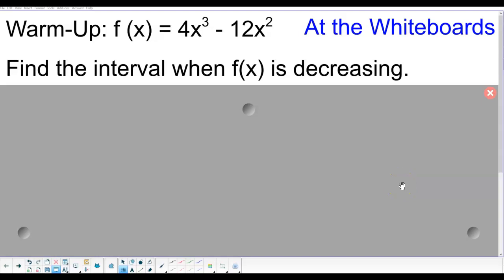Good morning, everyone. Today we're going to be doing section 5.3, day 1.